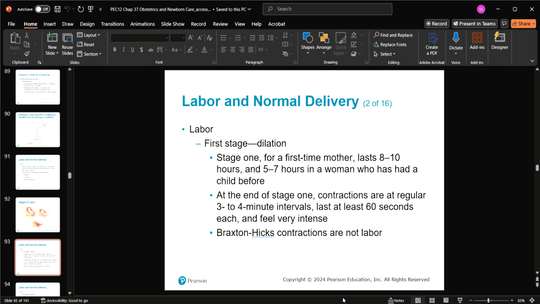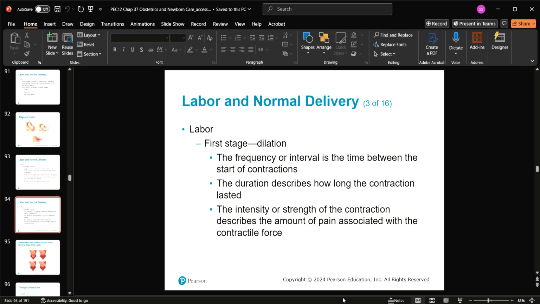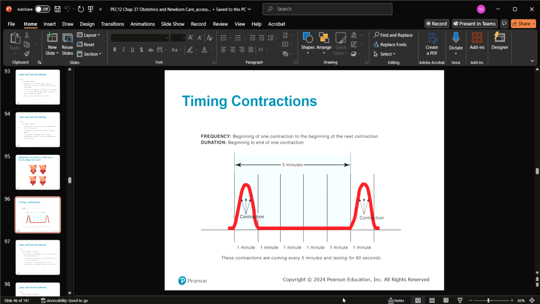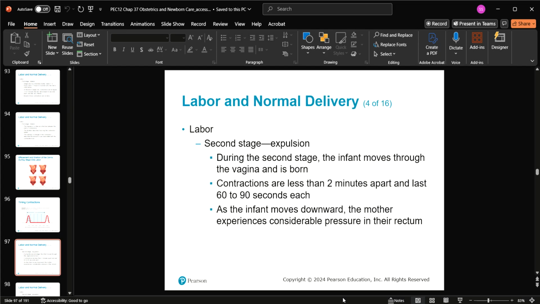An important note here is Braxton Hicks contractions. These are called false labor pains. Braxton Hicks contractions mimic labor, but they are not true labor. We're still talking about stage 1, the dilation of the cervix, as it goes from 1 centimeter all the way up to 10 to allow delivery of the child. Still talking about contractions, and then we get to the second stage.